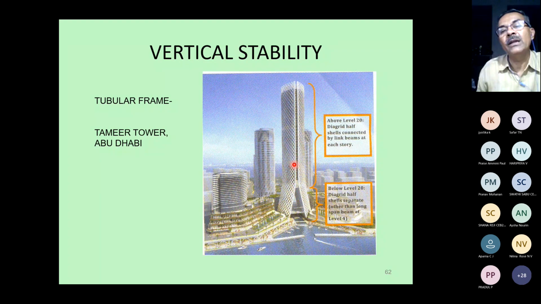And this is where the tube need not always be square, rectangle, or circle. It can be of very odd shapes. This is an elliptical core. Now you can see an elliptical core that is split to give a waterway to go inside. So that is the tubular frame provided for the Tamir Tower in Abu Dhabi. It's a very beautiful, aesthetically nice structure, but it carries its horizontal loads through the outer tube.